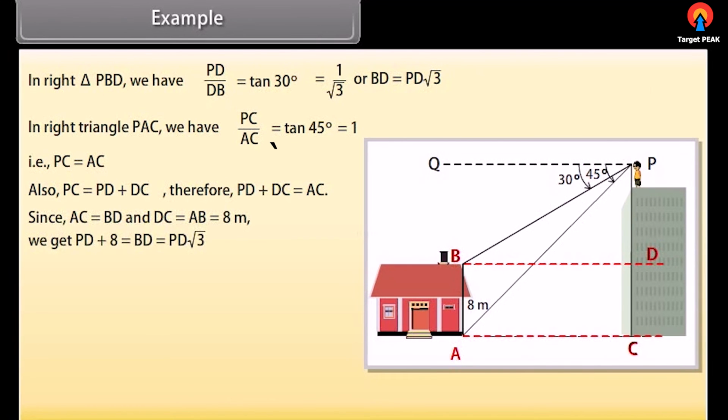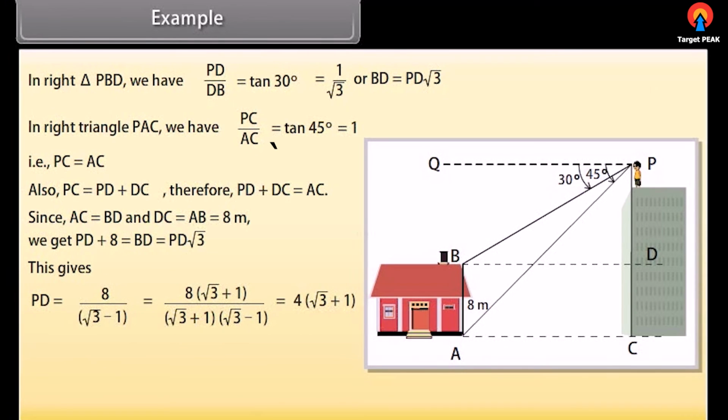Since AC is equal to BD and DC is equal to AB, which equals 8 meters, we get PD plus 8 is equal to BD, which equals PD square root 3. This gives PD is equal to 8 upon square root 3 minus 1, which equals 8 into square root 3 plus 1 whole upon square root 3 plus 1 into square root 3 minus 1, which is equal to 4 into square root 3 plus 1 meters.